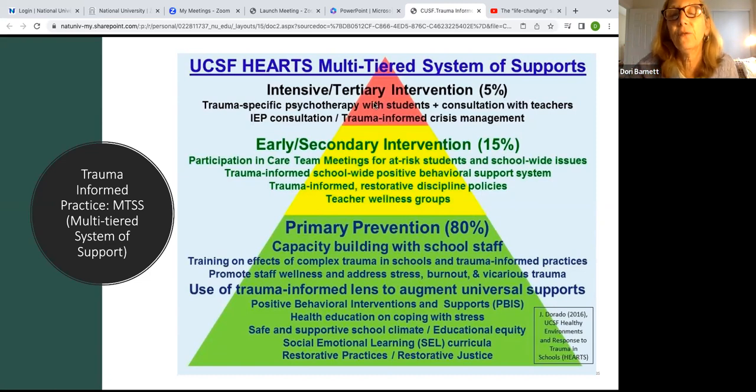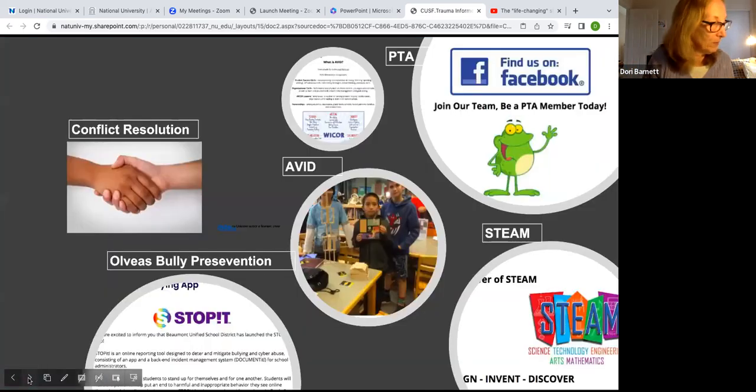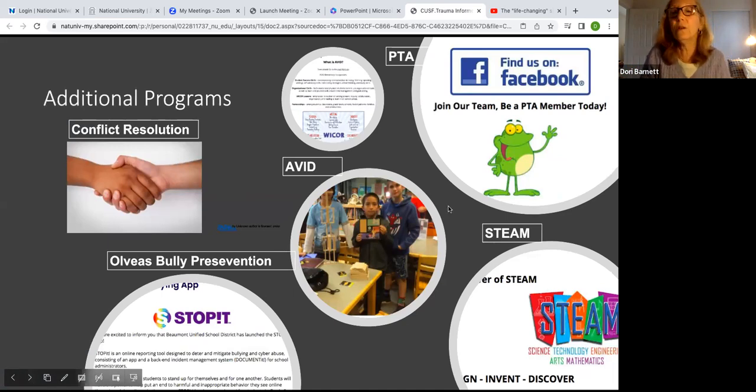And then at tier 3 are students with more critical behavior and social emotional needs. We might have IEP meetings, crisis management, consultation with teachers, and actual mental health and psychotherapy and intensive individual counseling available on site for students. So this is a sample pyramid of support that addresses students' needs across the tiers in a trauma-informed school. So now, how much time do we have left? Here are some other programs that you might have at your school.